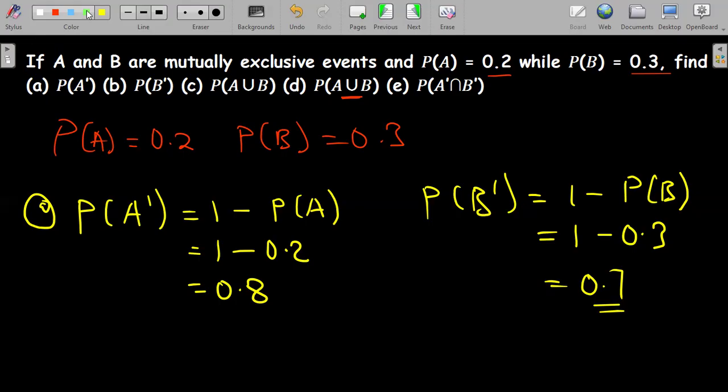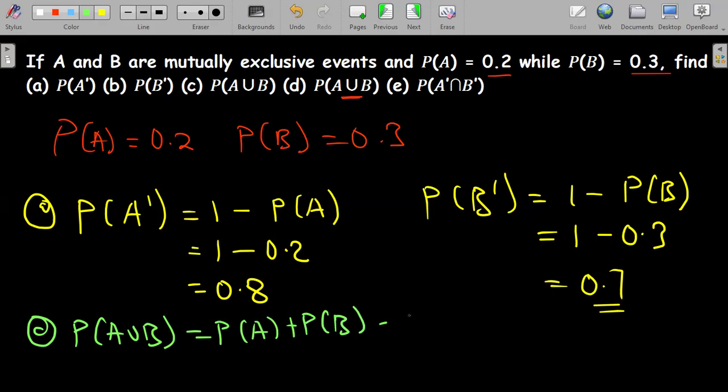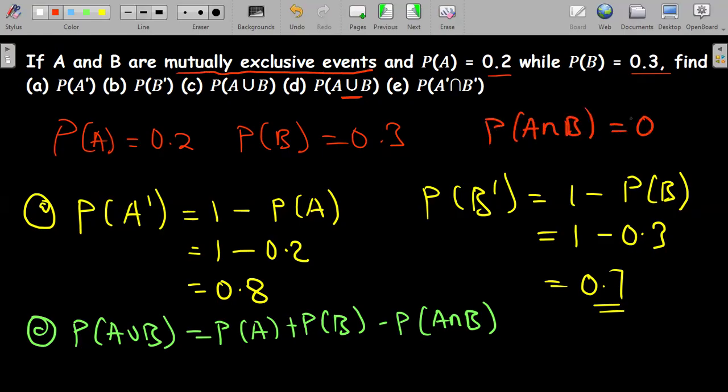And then on C, we have the probability of A union B. Okay, so the probability of A union B, what did we say it is? We said the probability of A union B is the probability of A plus the probability of B, and then minus the probability of A intersection B. But here we are told that what? These events are mutually exclusive events. Okay, so if they're mutually exclusive, then the probability of A intersection B will just be what? 0. Okay, so this part here becomes 0.